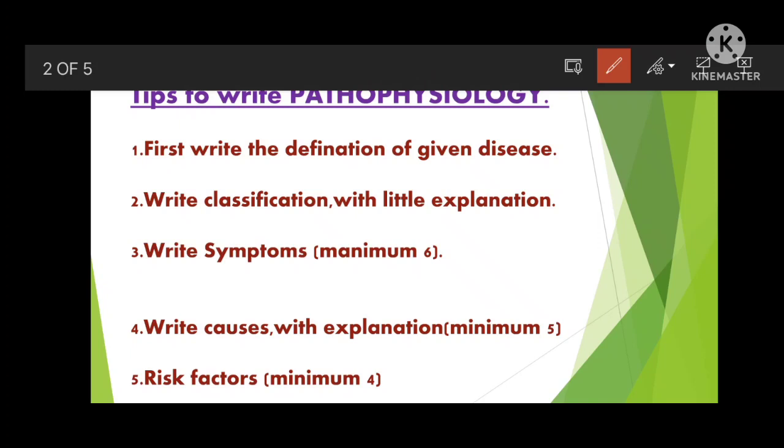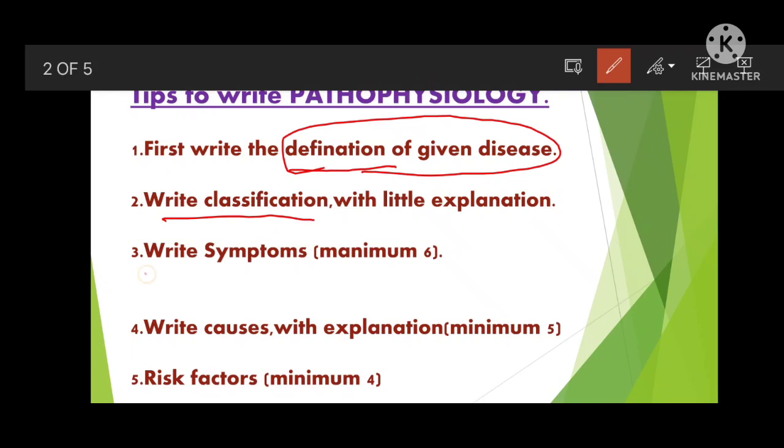Then second: write classification with little explanation. After writing the definition of the given disease, you have to go through the classification. For example, diabetes mellitus: type 1, type 2, and pregnancy period diabetes mellitus, that is gestational diabetes mellitus. This classification you have to write with little explanation.